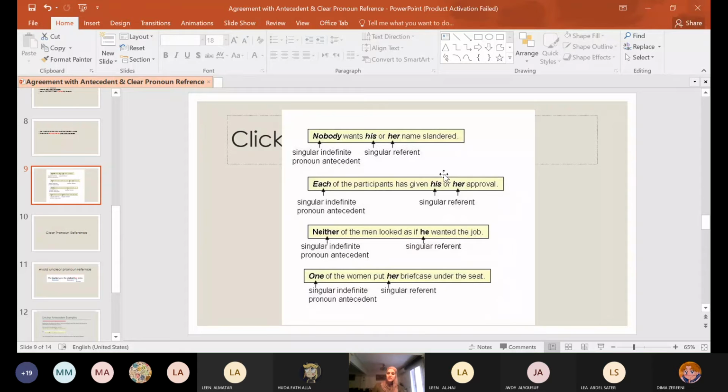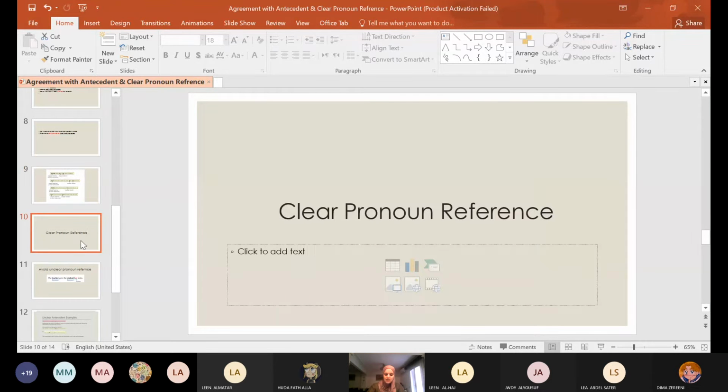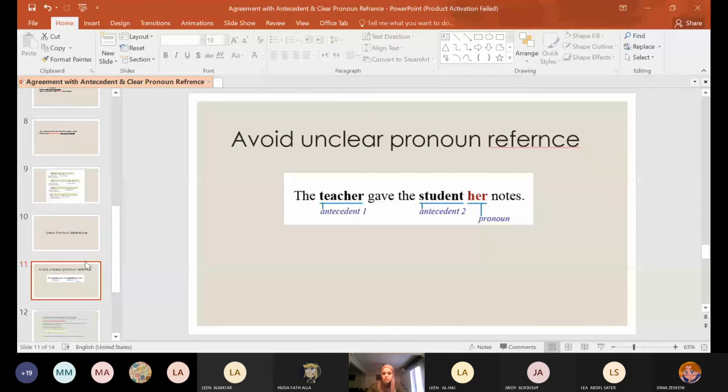Okay, so now we move to the second lesson. The second lesson is very short and easy: clear pronoun reference. It is a question that comes in the SAT. It comes in the SAT where he underlines a pronoun for you and says no change or change, or he gives you choices. Why? Because here he says to you, avoid unclear pronoun reference.